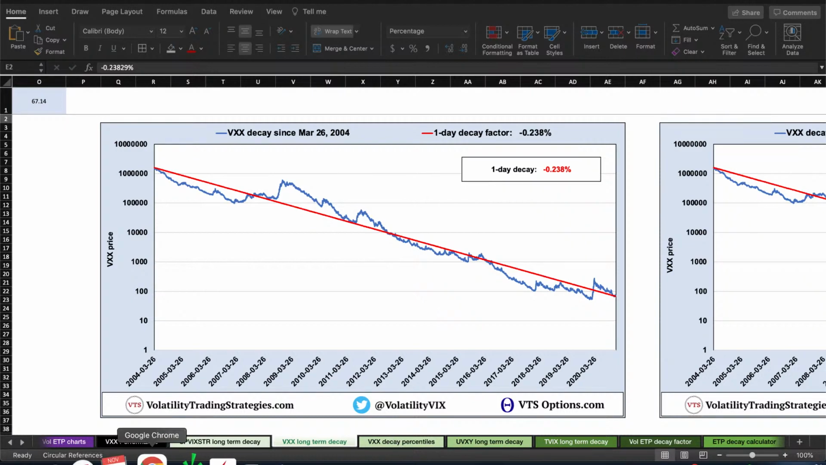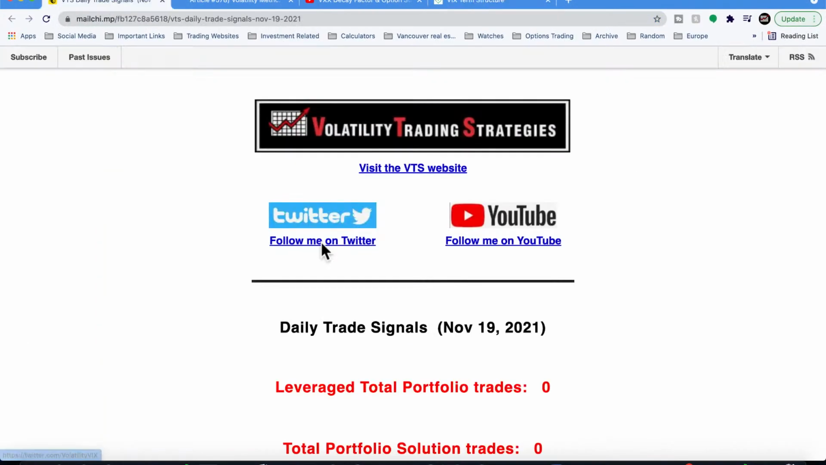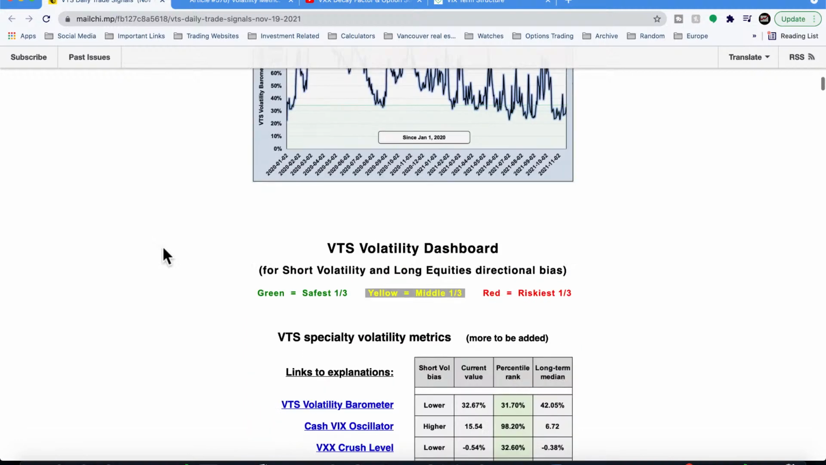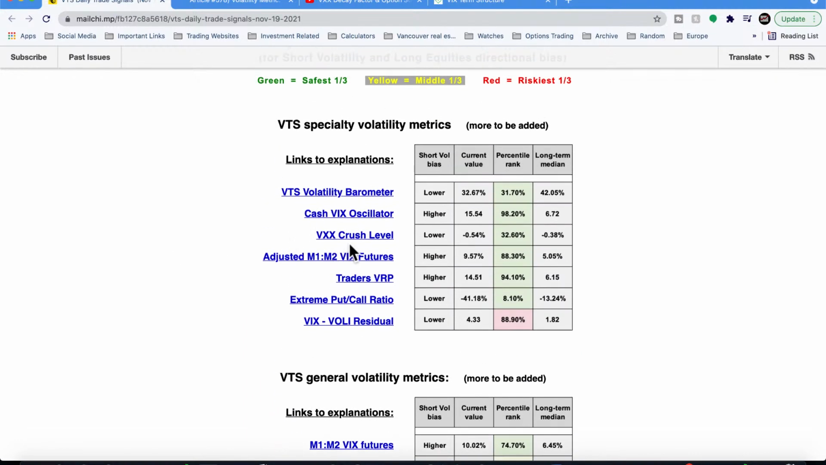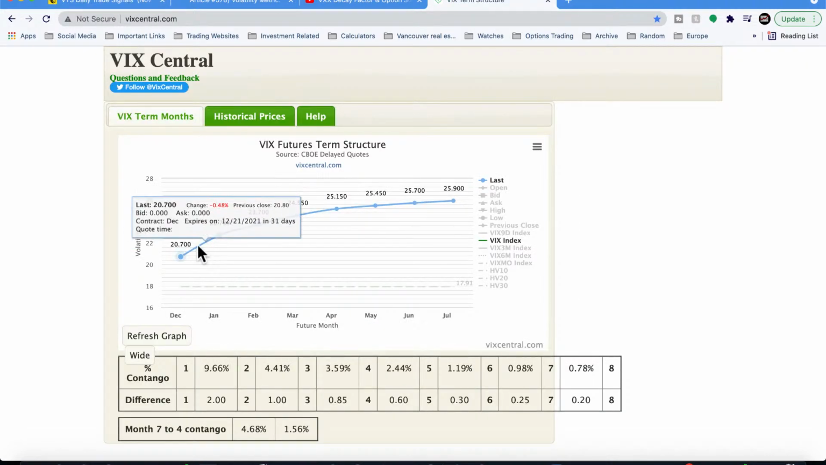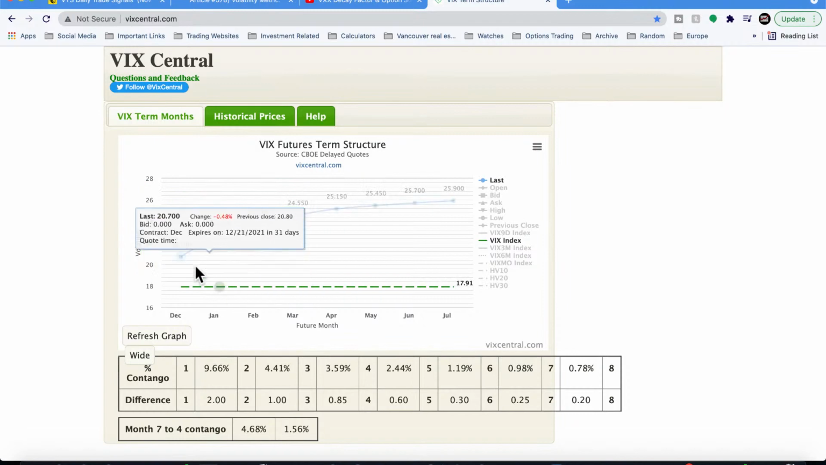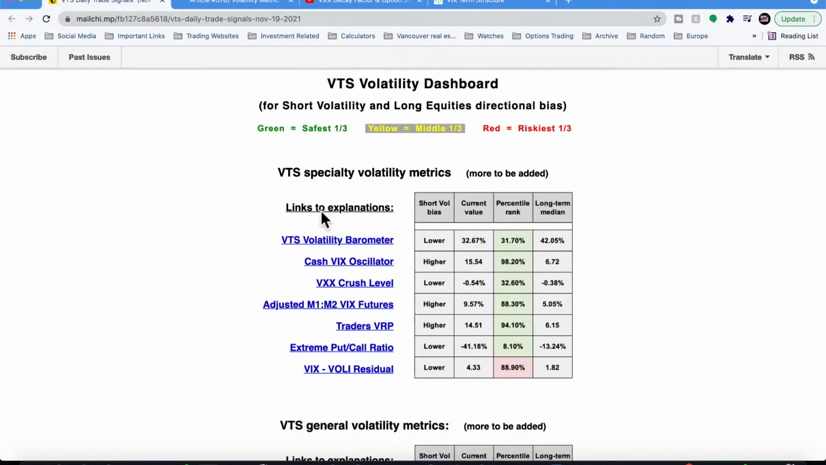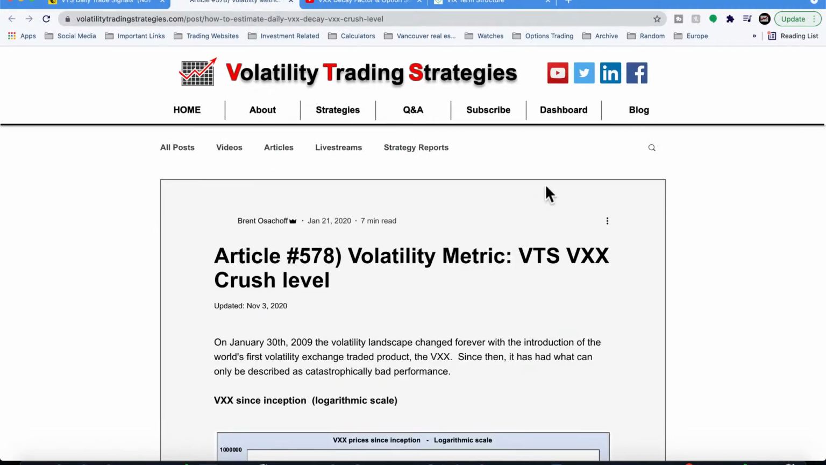So what we can actually do, and what I do for the VTS community, is that we have one of my custom-made metrics called the VXX crush level, which is essentially telling us on that specific day, based on where all the volatility metrics are lying, and essentially where the M1, M2 futures are compared to the VIX, how many days to expiration are left in the cycle, we can determine exactly how much we can expect over the next 1 day, how much the VXX will decay.